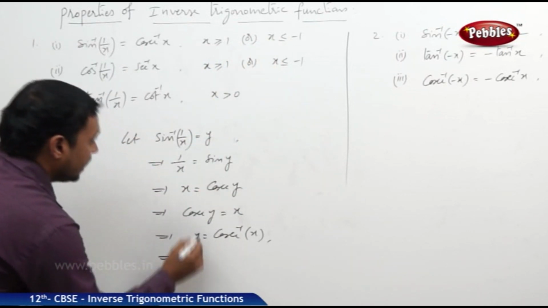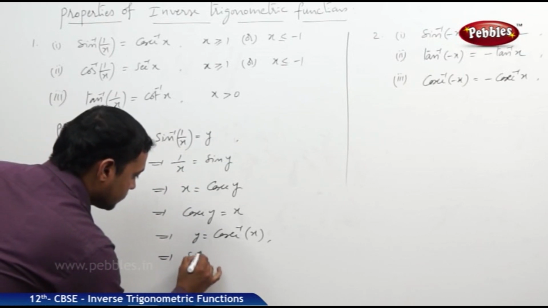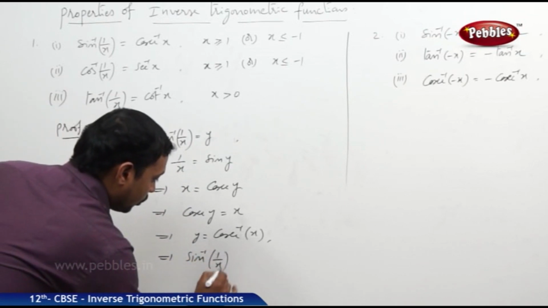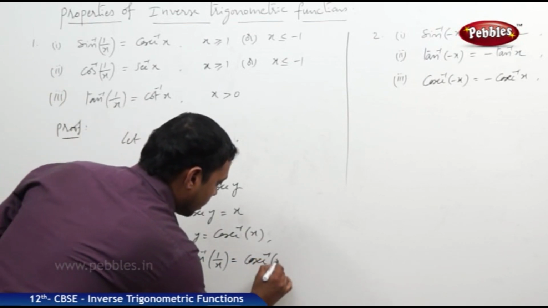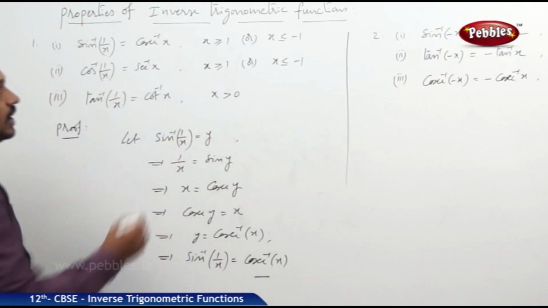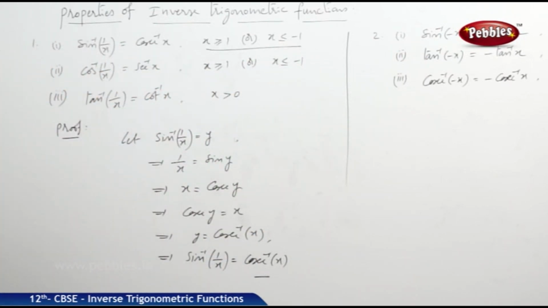Now, what is y here? y is equal to sin inverse of 1 by x. Therefore, sin inverse of 1 by x is equal to cosecant inverse of x for every x greater than or equal to 1 or less than or equal to minus 1.